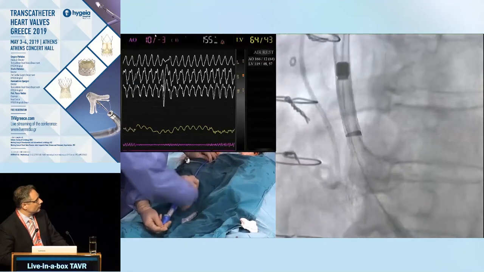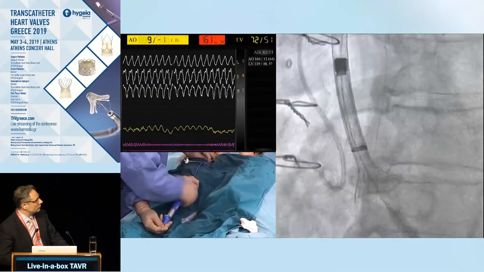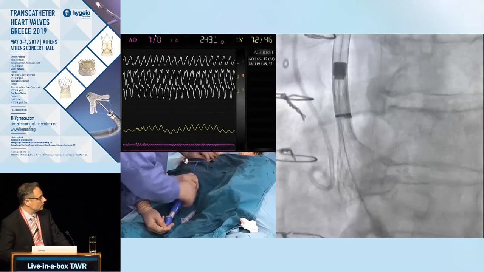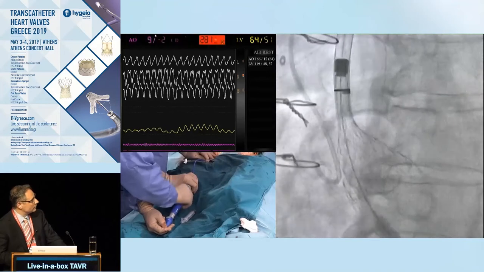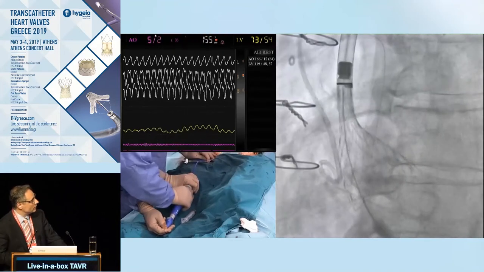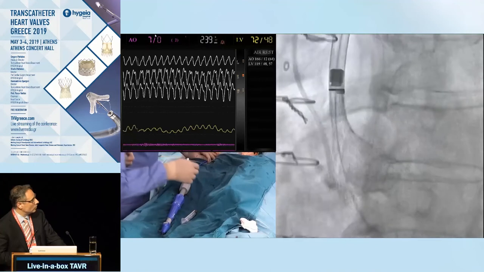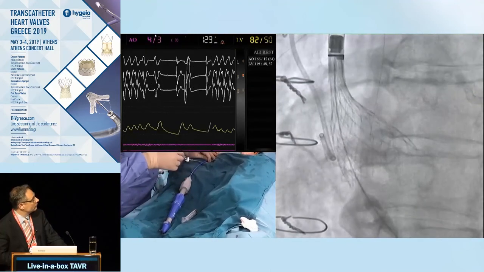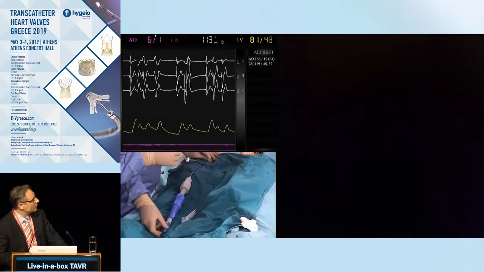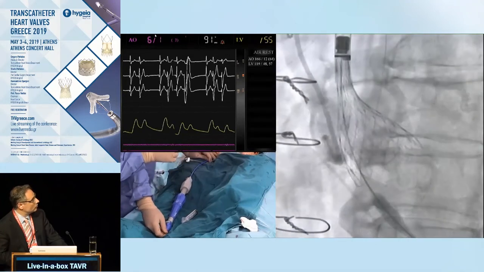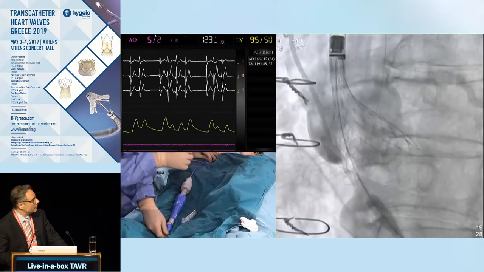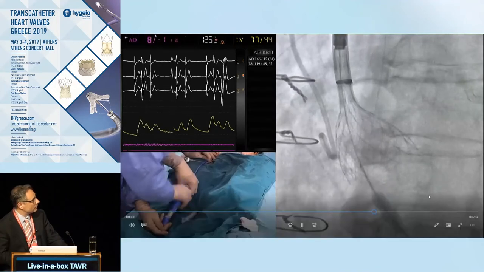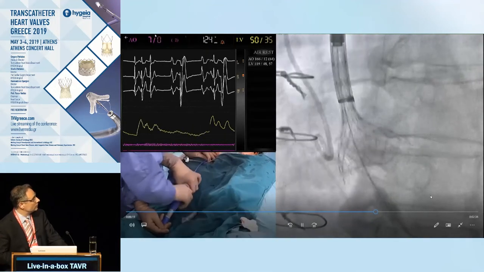And because of the deep implantation, we did a partial recapture once here, trying to stabilize and withdraw the valve a little bit at the same time. However, you see again that the deployment is a little bit low, deep into the LVOT. And then we decided one more time to recapture the valve because of the deep deployment and the paravalvular leakage that we have seen.